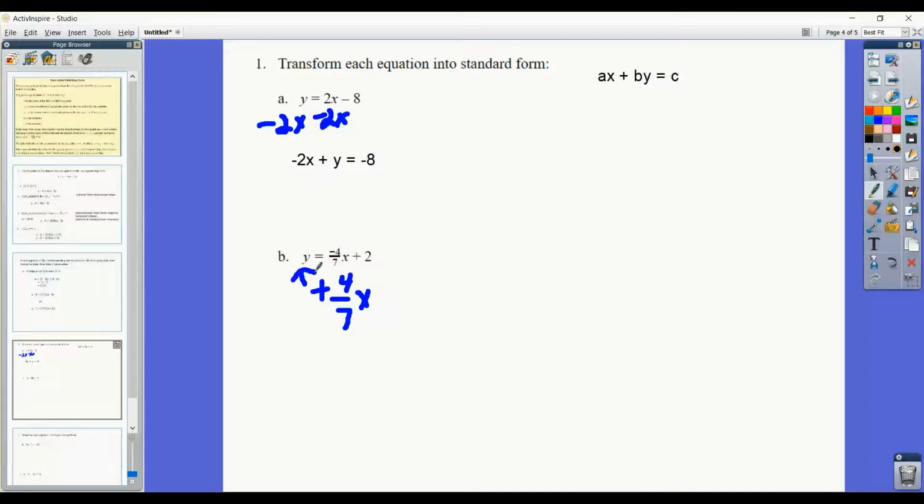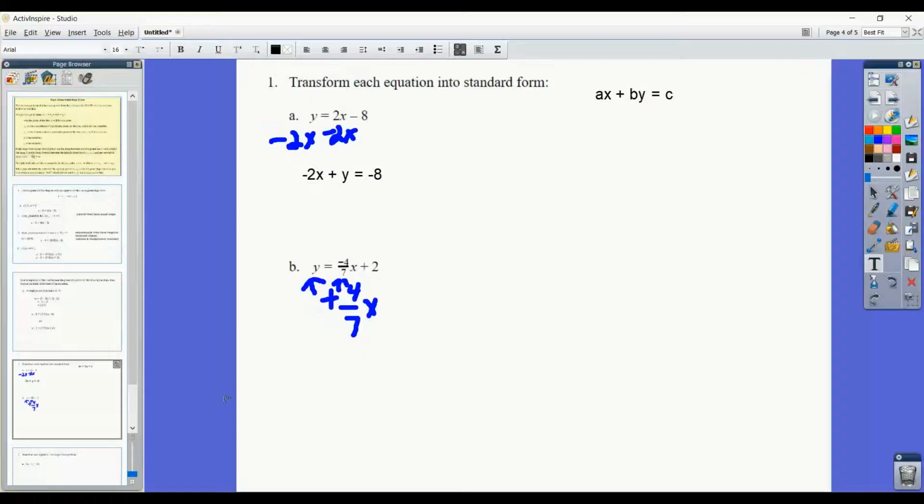And of course, I'm going to add it to this side here, and I'm going to add it to that side as well. I just didn't feel like writing 4/7 x again because mouse handwriting is just painful. So write that out and get 4/7 x, and that's going to be plus y, and that will equal 2. And that's it. That's all you have to do with that.